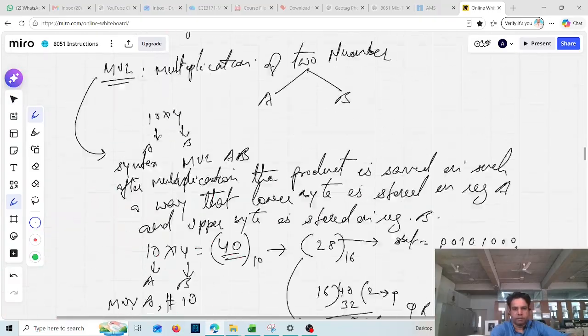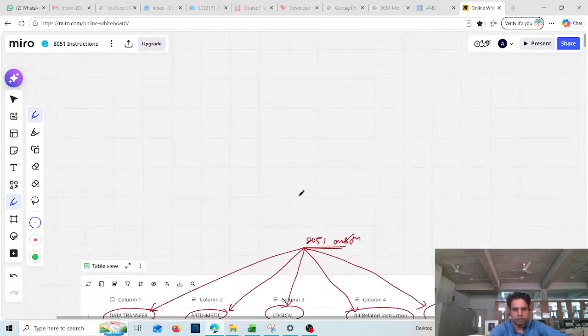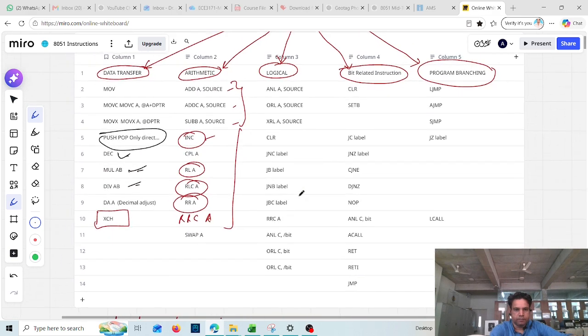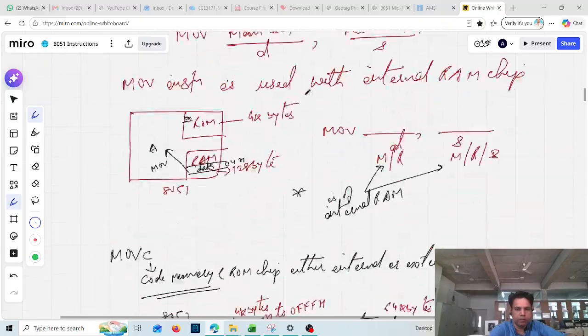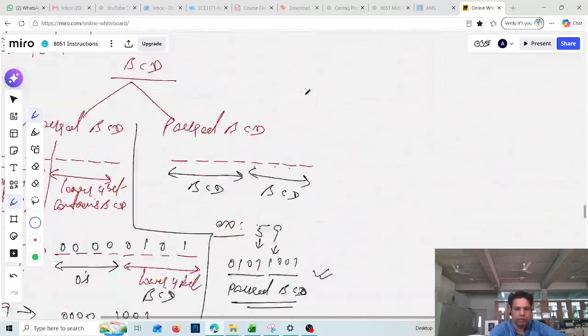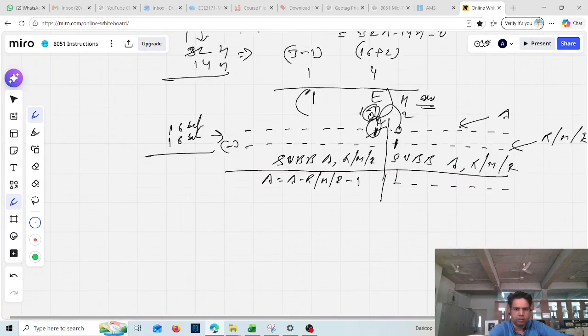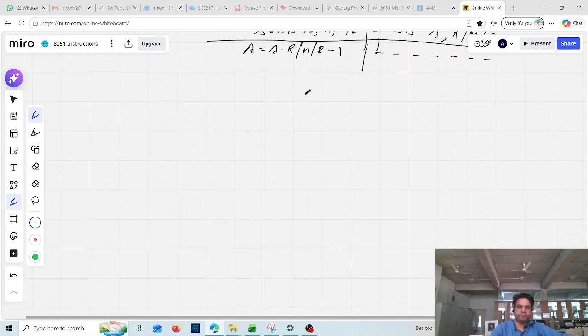So the next instruction after addition and subtraction is the rotate instruction: RL, RLC. Let's try to note this quickly. The rotate instruction is quite easy, very easy to understand. So we'll understand the rotate instruction.